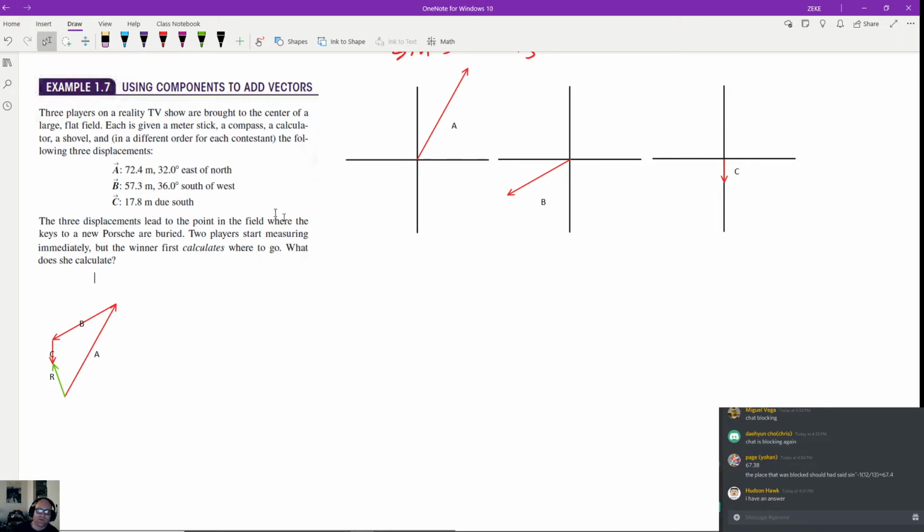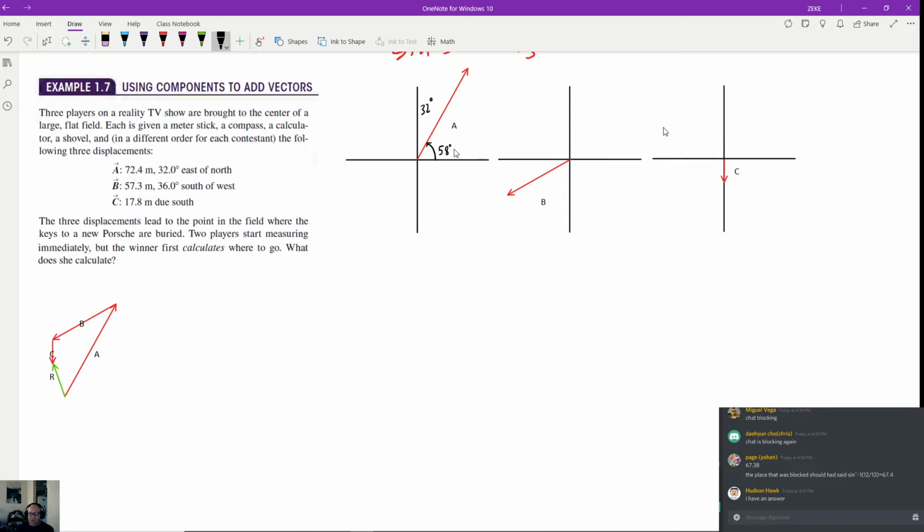We can use components. And by using components, we can almost completely ignore the pictures, but not completely. Now, in order to use components, we'll go back to what I said earlier: you always want to define your angles relative to the x-axis. So what I'll do right here is make sure I define this to be my angle alpha. What we were given was 32 degrees east of north, so we know that this is 32 degrees, which means this angle down here has to be 58, right?